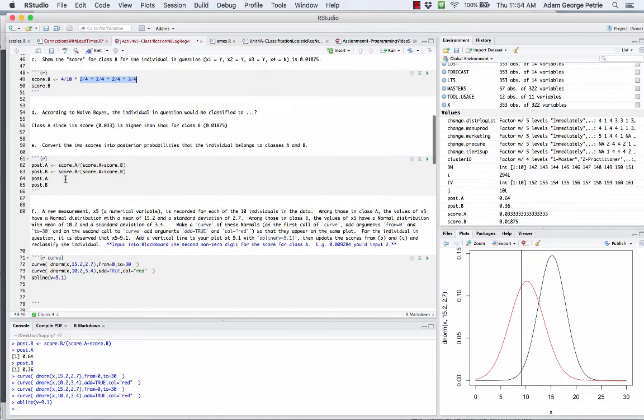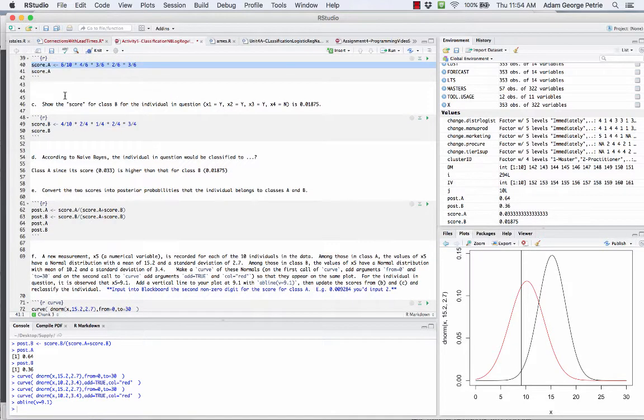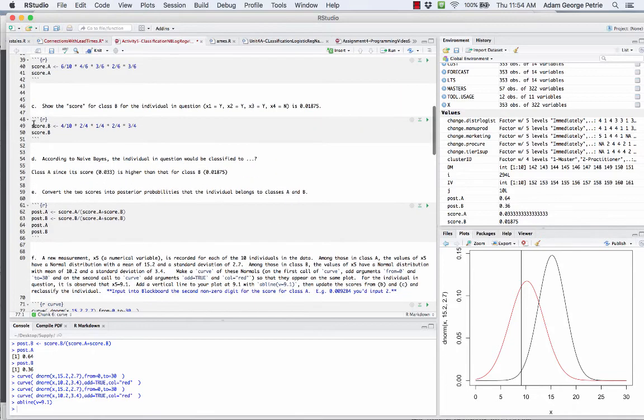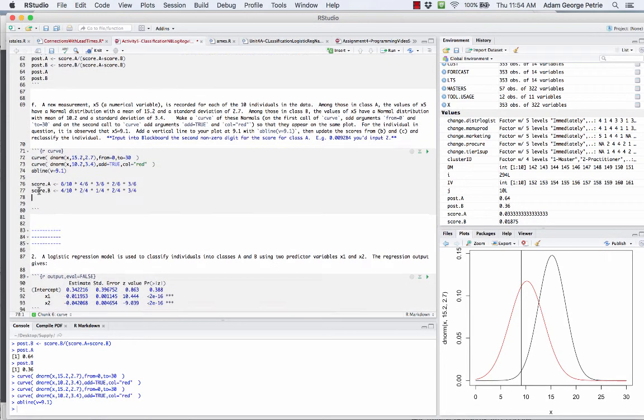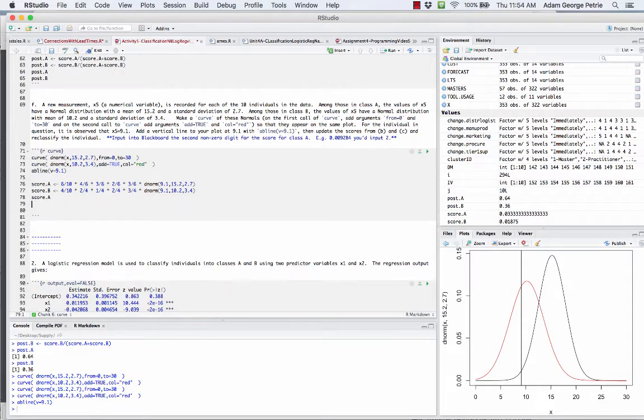So what I'm going to do is I'm going to take my old score for Class A, copy that down here, my old score for Class B, copy that down here, and just update it by multiplying by the height of the normal curve, which I can get with dnorm at the value of x in question here, 9.1, same mean and standard deviation as what I had plotted. And then same thing for this. I want to have the mean be 10.2 and the standard deviation be 3.4. All right, so this will update my scores to reflect the information in X5.